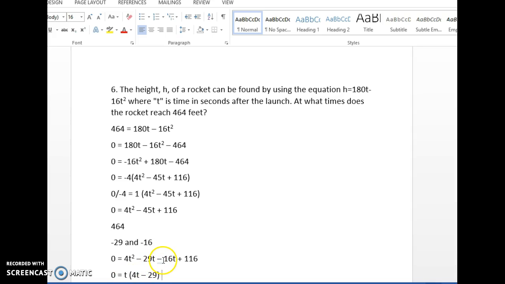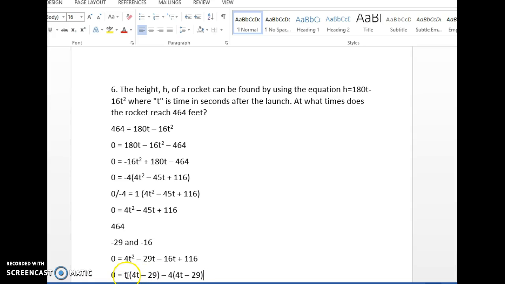Now let's look at the second two terms here, and actually we'll include the minus in that. 16 and 116 have a common factor of 4. And actually -4. If there's a minus here, I want my common factor to be a negative. So -4, and then that leaves us 4t minus 29.